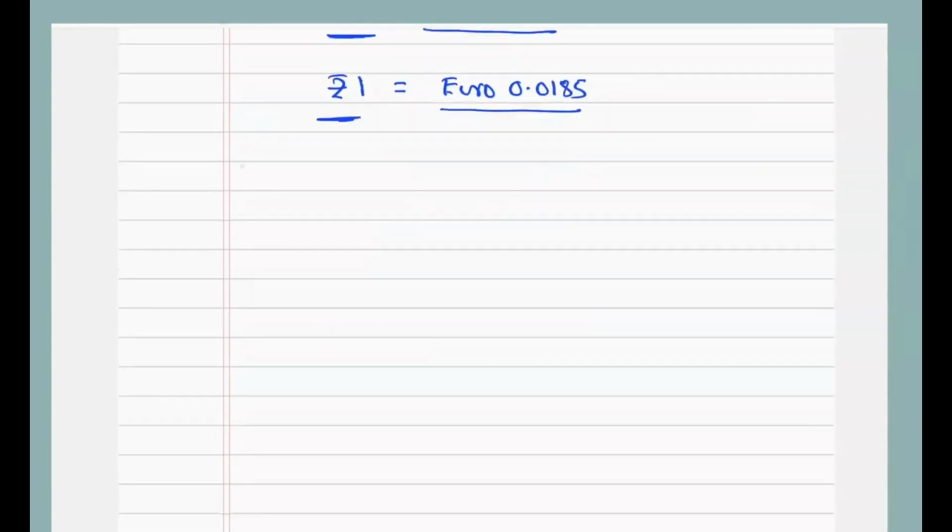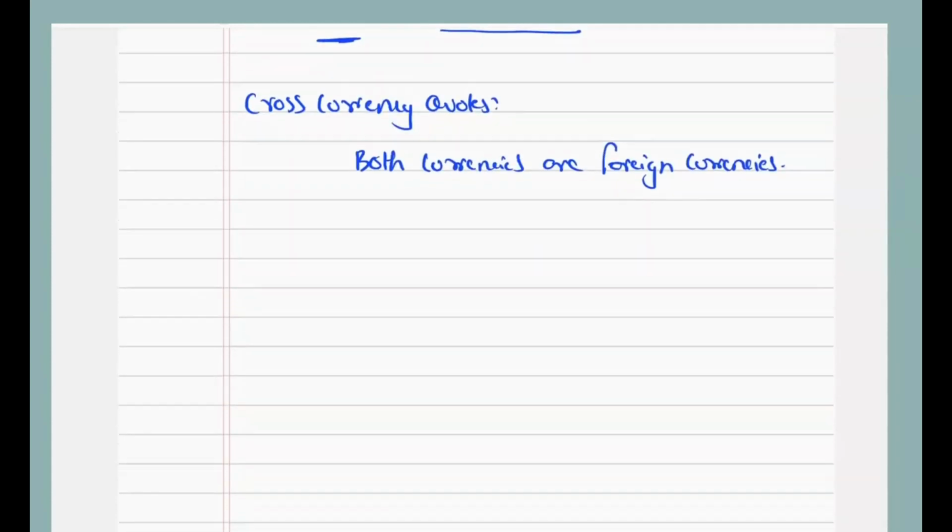Next, third, you have the cross currency quote. In this, both currencies are foreign currencies. So you have $1 equal to this much pound, 0.5488. In this case, both the currencies are foreign currency. So $1 is 0.5488 pounds. This is your cross currency quote.